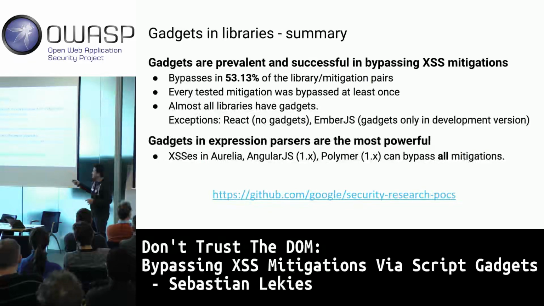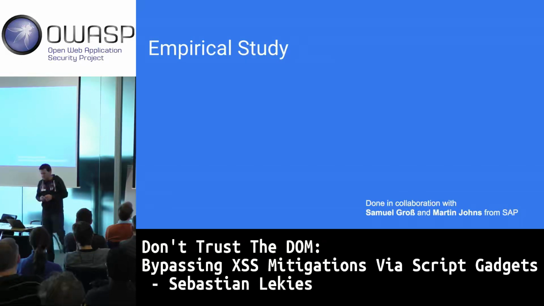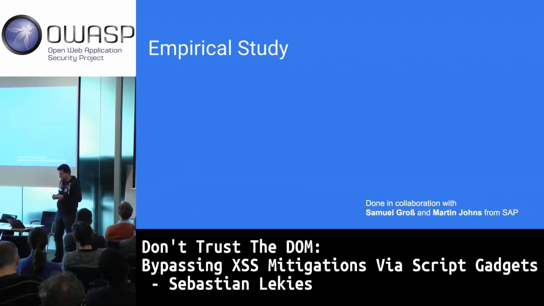We found out that the expression-based ones are the most powerful, and they are quite effective in bypassing all the mitigation techniques that we've tested. As a next step, we conducted an empirical study, together with SAP, Samuel Groß and Martin Johns, and we wanted to find out whether gadgets also exist in real-world pages.